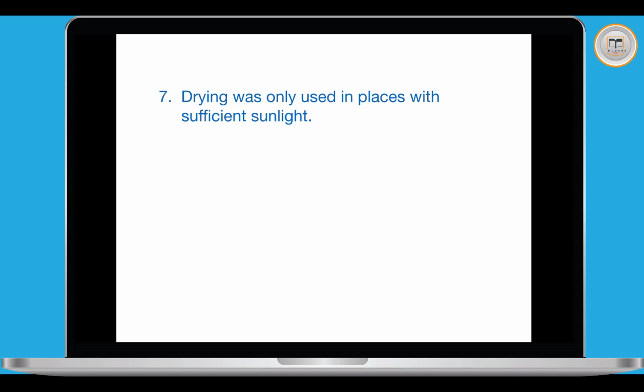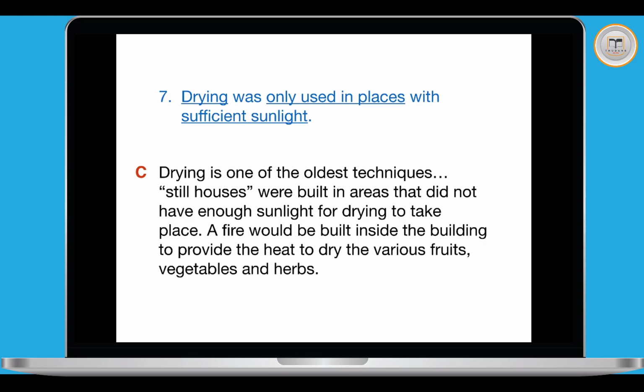Drying was only used in places with sufficient sunlight. Drying only used in places sufficient sunlight. When we get on to paragraph C, we find drying is one of the oldest techniques. And later, still houses were built in areas that did not have enough sunlight for drying to take place. So this is already saying that areas with not enough sunlight, still houses were built for drying to take place. So it looks like it's false, but let's just read a bit more.